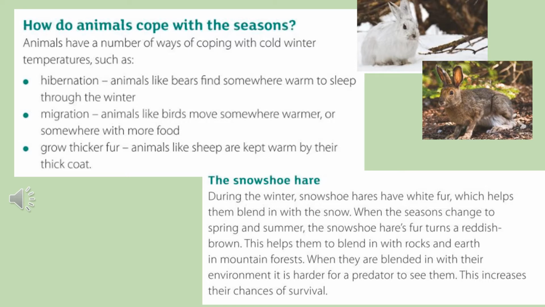The picture here shows the snowshoe hare. During the winter it has white fur, which helps them blend into the snow, the camouflage like we saw in those other pictures. And when the season changes to spring and summer, their fur turns to a reddish brown, and this helps them to then blend in with the rocks and the earth in the mountain forests where they live. When they're blended with the environment, it's harder for the predators to see them. This means it increases their chances of survival. Camouflage is really important to a lot of animals, especially prey animals. Being able to hide is really key for them to survive.